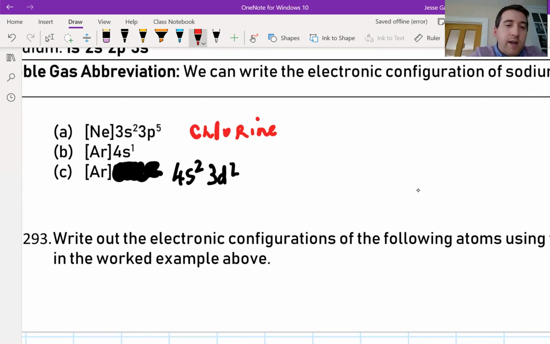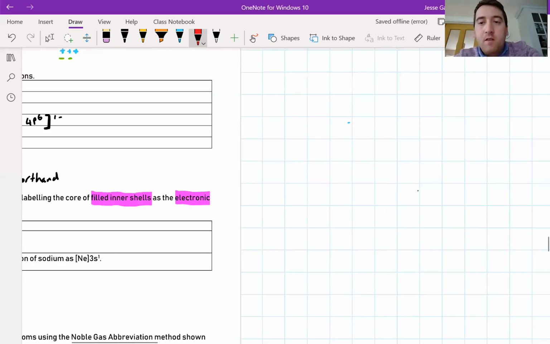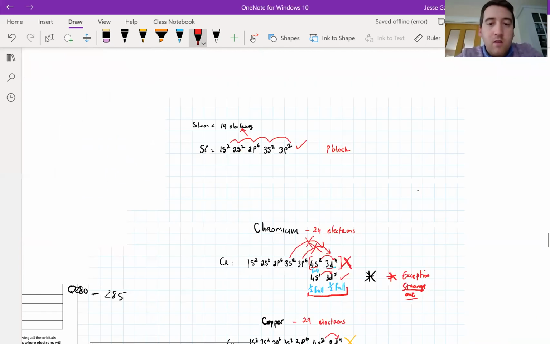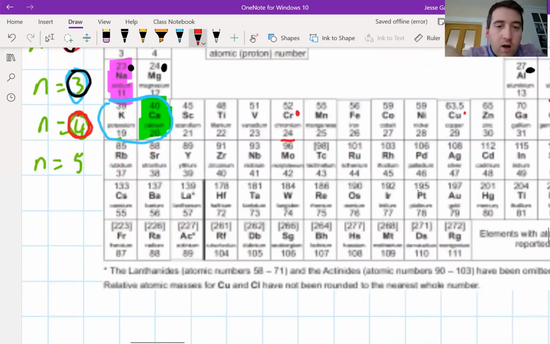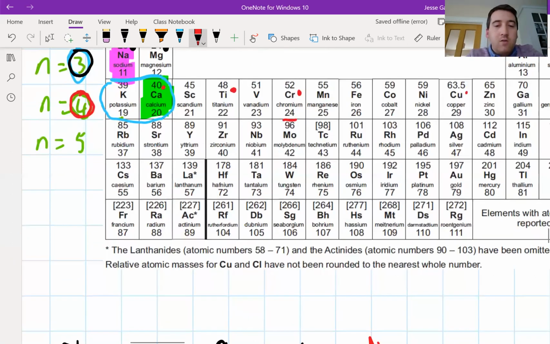Argon 4s1 is potassium. And argon 4s2 3d2, I think is scandium, but I'm going to go check my periodic table. Where is it? Sorry, no, there it is. No, I was wrong. It's titanium. So 4s2 goes to there, and then 2 more, 3d2 is titanium. So just as well I checked.